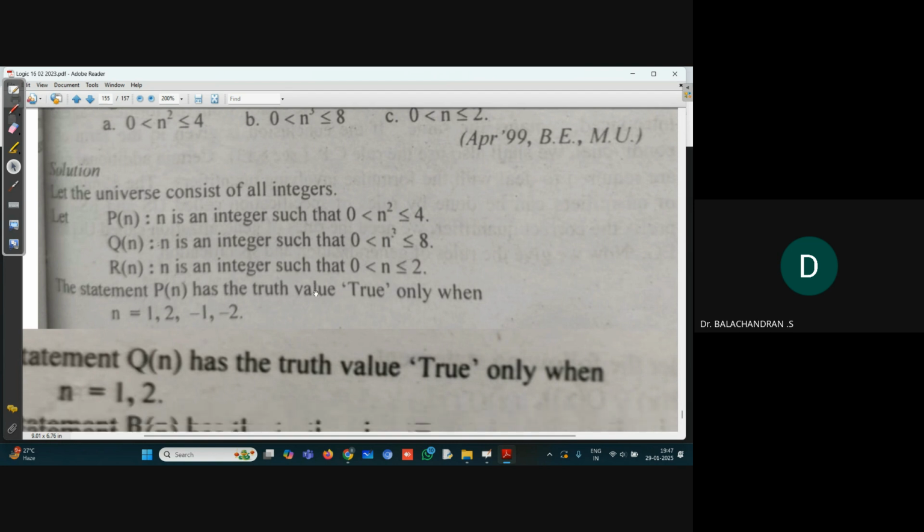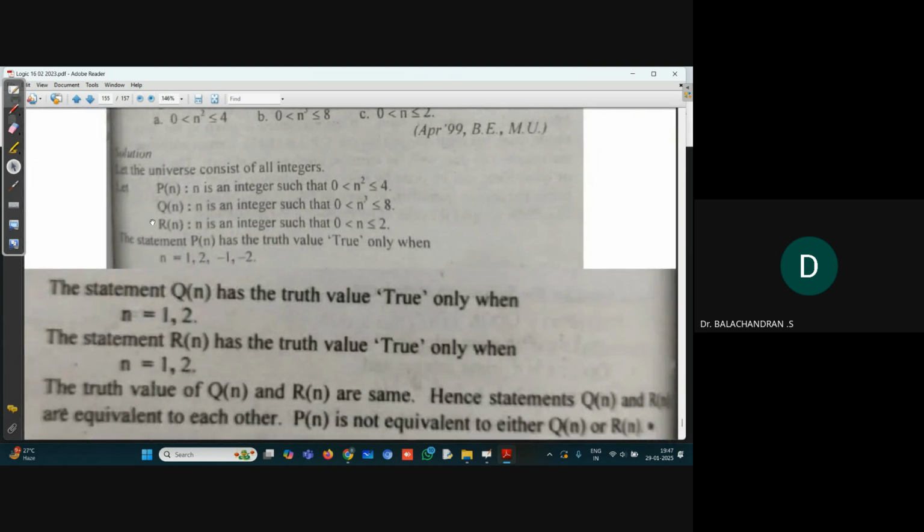So these four values, this is true. Next, Q of n. The statement Q of n has the truth value only when n equals 1 and n equals 2. What about n equal to 3? 3 to the power 3 is 27, so it does not satisfy. And then R of n is true only when n equals 1 and n equals 2.